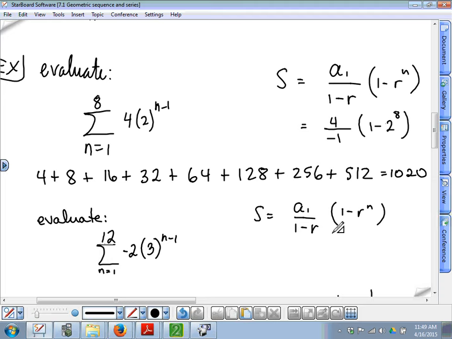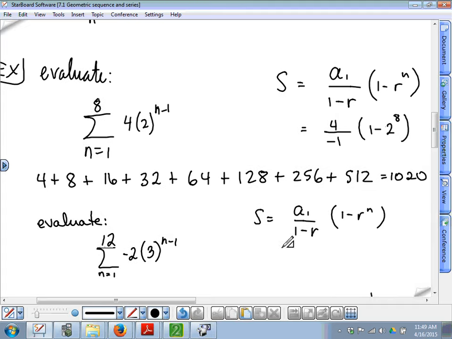3. Okay, so the point I'm trying to make is this is only one formula to add up numbers, and it only works for a geometric series. Okay, there's other types of series. But at any rate, what's the first term? And then you've got 1 minus 3, and then 1 minus 3 to what power? 12th power?